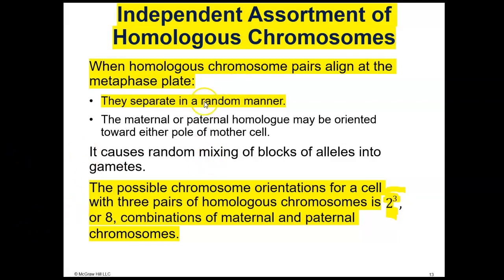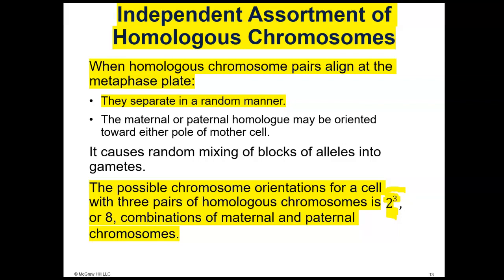Independent assortment is when homologous chromosome pairs line up at the metaphase plate and they separate in a random manner. The way that they line up and orient themselves is random. Okay, so for every pair, one came from the mom and one came from the dad. So the dad's chromosomes don't always have to line up on the left side. Sometimes they line up on the right side. You know, same for the mom. They don't have to line up in the same exact way for every pair.